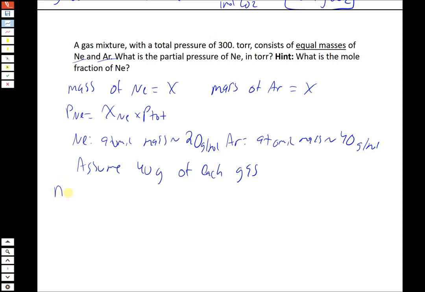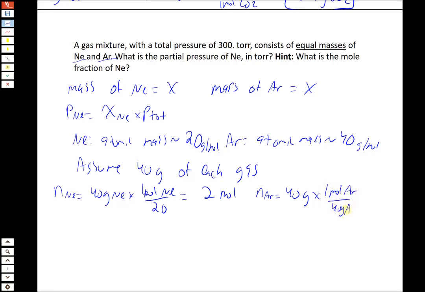And so that means the moles of neon in this mixture, we have 40 grams, and the molar mass for neon is about 20. We're rounding a little bit here, but we're not going to be too exact for this. So we'll have 2 moles of neon, and then the moles for argon is going to be 40 grams of that, also with an atomic mass of 40. So we have 1 mole of argon in that mixture.